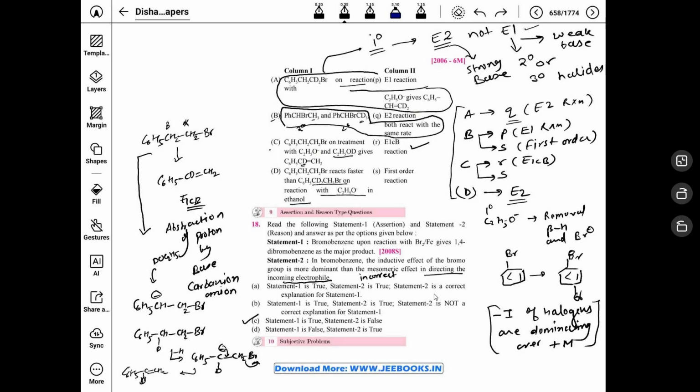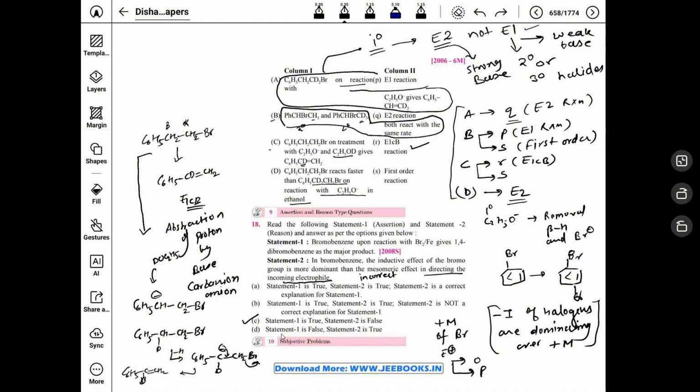Again, I would like to repeat. Statement 2 up to the half is correct, that the inductive effect, the -I effect of halogens, is dominating over +M. This is a true statement, but this is not true in the context of directing the incoming electrophile. So which effect directs the electrophile? The positive mesomeric effect of bromo directs the electrophile at ortho and para positions. This is the correct reason. Hence, we can say that statement 2 is incorrect.